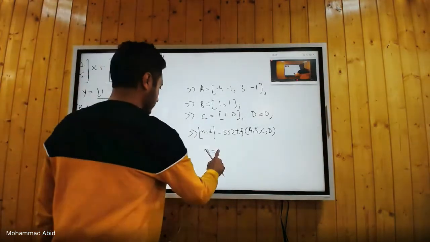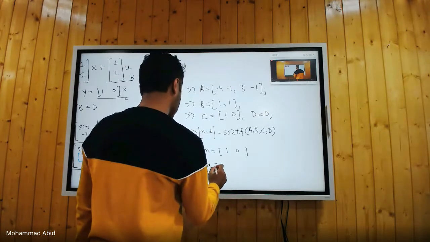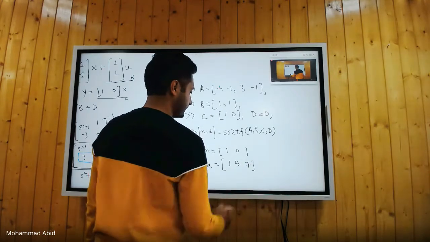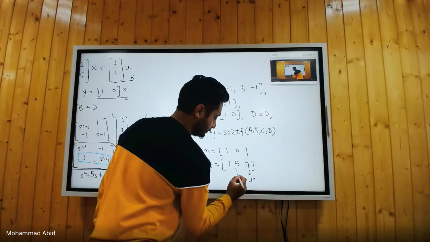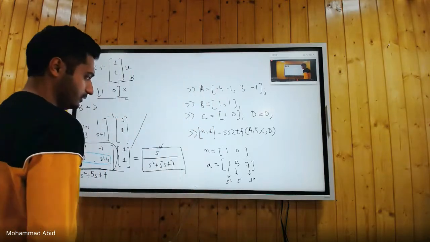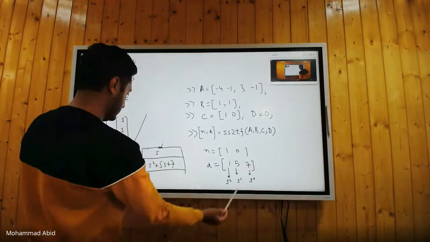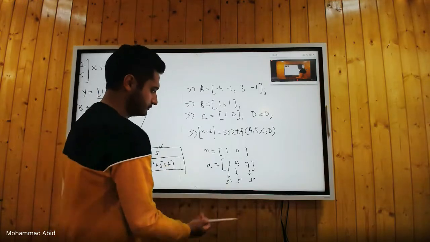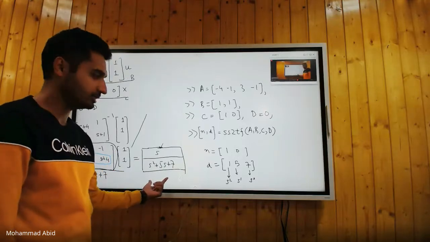The numerator will not be equal to 1. It will be like this, 1, 0. And the denominator will be 7, 5, and 1. This is the coefficient of s to the power 0, this is the coefficient of s to the power 1, and this is the coefficient of s square. So this is basically s square plus 5s plus 7, and the numerator is s plus 0, that is s. So you can do it like this in MATLAB, and this will give you the transfer function. You can verify this.